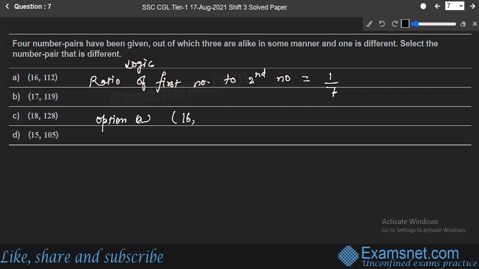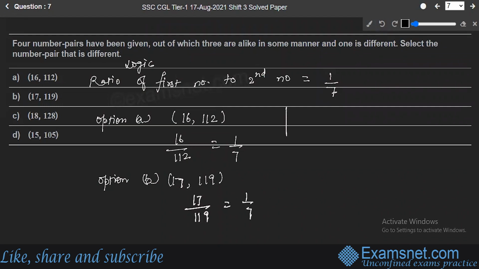Option A, you have 16, comma 112. So 16 upon 112 is equal to 1 by 7. That's correct. Let's go with the second one, 17, comma 119. If I'm dividing 17 by 119, this is again equal to 1 by 7. Let's check with option C. That's 18, comma 128. 18 upon 128, this will go in the table of 2, so you'll have 9 upon 64.